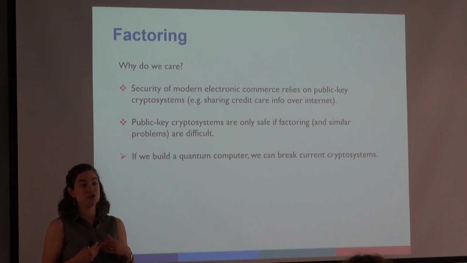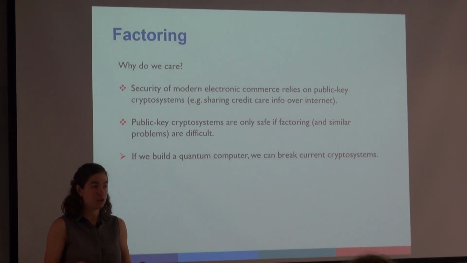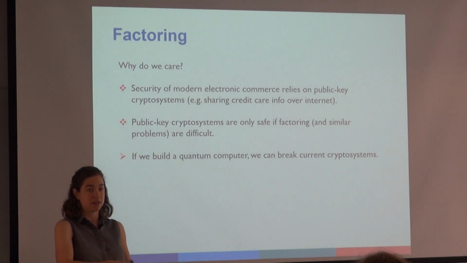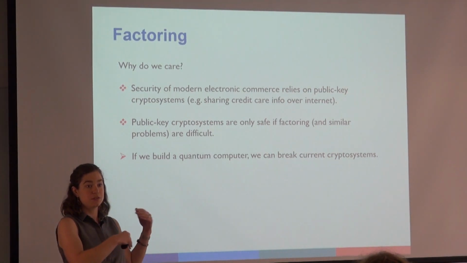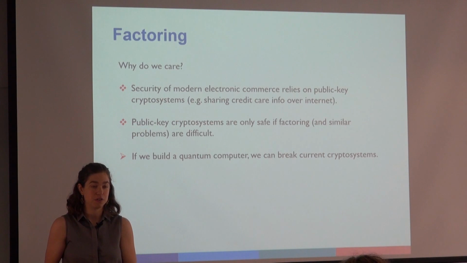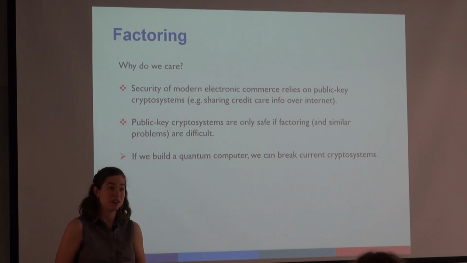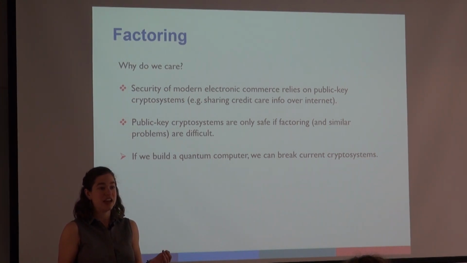If you could factor, then you could break the types of codes that we use every day. Literally, your computers are using these codes every time you buy something on the internet. If you could factor these numbers quickly, then you could break the codes. So once we have a quantum computer, almost all of our current crypto systems would be broken. We wouldn't be able to use them anymore. This is important not only for e-commerce, but also for things like national security.